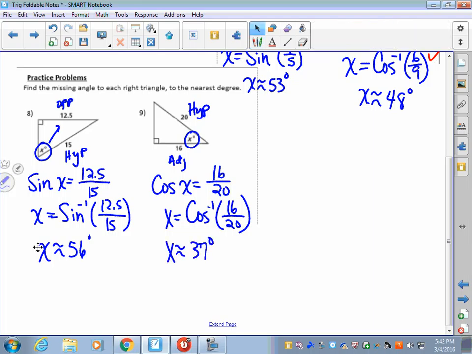Okay, 37 degrees. All right, so that is your tab for finding the angle using trig. Just fast forward to the next video so you can see the video for our last tab, which is the angle of elevation and depression.